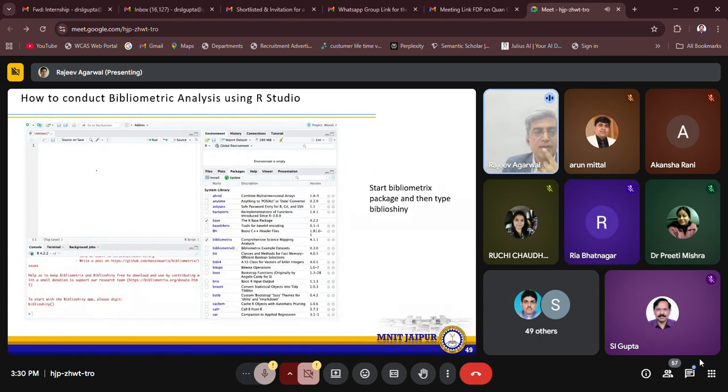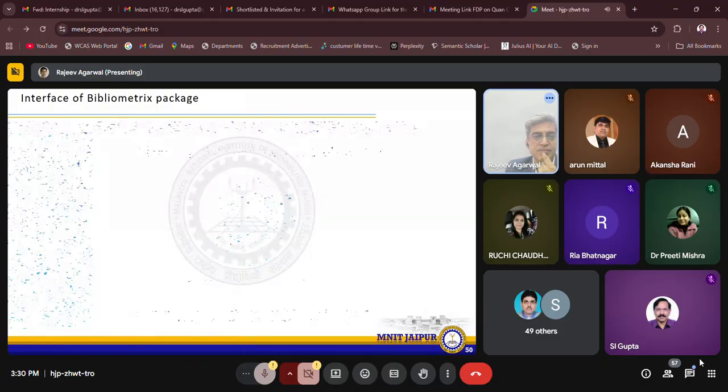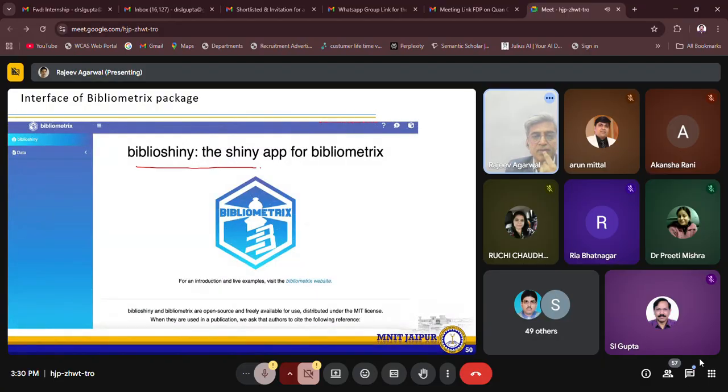So now this is the second stage where you are conducting a bibliometric analysis using RStudio. What is happening here? Here you have a library you are using. One is an R-based package, bibliometrix, for comprehensive science mapping analysis. So you have to start bibliometrix by typing biblioshiny. This is biblioshiny.